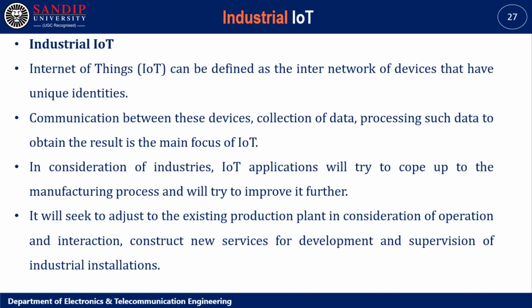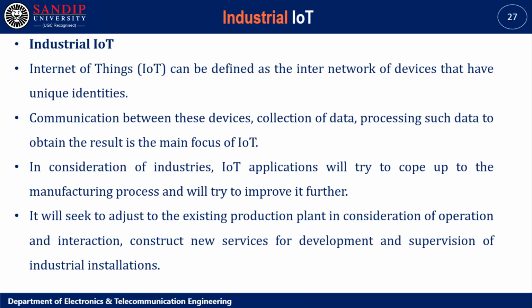Now let us discuss the industrial IoT. Industrial IoT. Internet of Things, that is IoT, can be defined as the inner network of devices that have unique identities. Communication between these devices, collection of data, and processing of such data to obtain the result is the main focus of the IoT. In consideration of industries, IoT application will try to cope up with the manufacturing process and will try to improve it further.